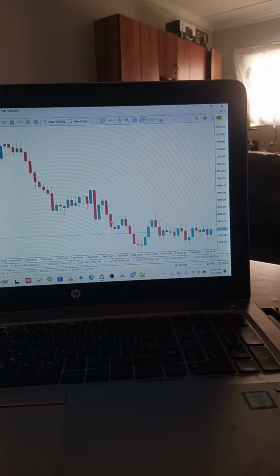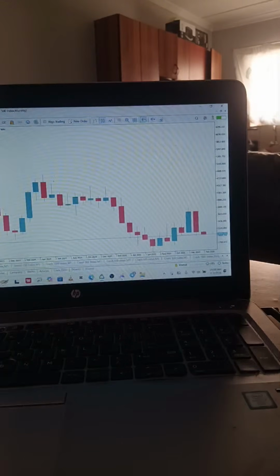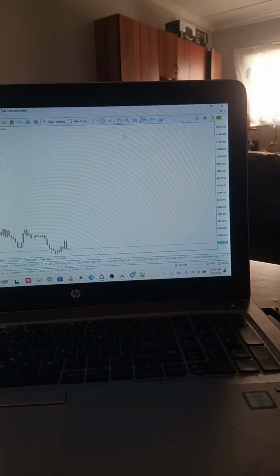Let's check. Okay, Crash 500, Kingsley. Okay, let's analyze Crash 1000. This was requested by Kingsley. So we'll start from the monthly. Let's check the overall direction. So overall, we can see price has been moving down. Price is in a downtrend.